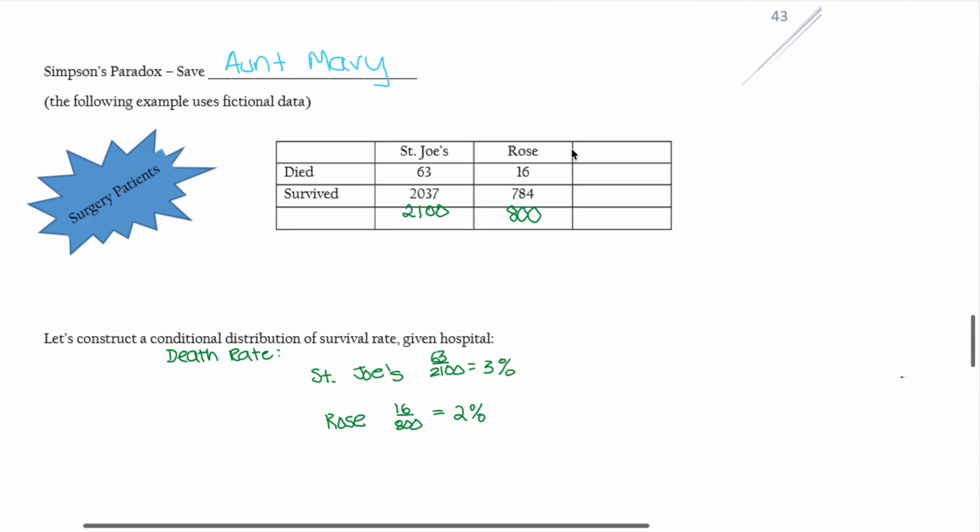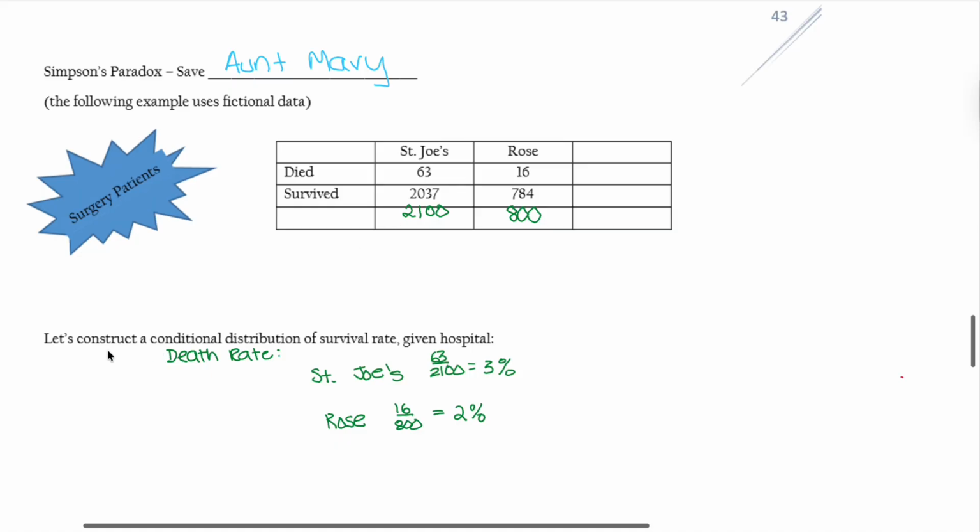And we're going to look at a pretty interesting phenomenon, which is Simpson's paradox. Save Aunt Mary. The following example uses fictional data. Just a little bit of an alert. So, surgery patients. We are given two hospitals, St. Jules and Rose. We're recording the number of patients who died from the surgery and the patients who survived the surgery. We're given two samples of data, and we add them up to get the total number of patients we examined.